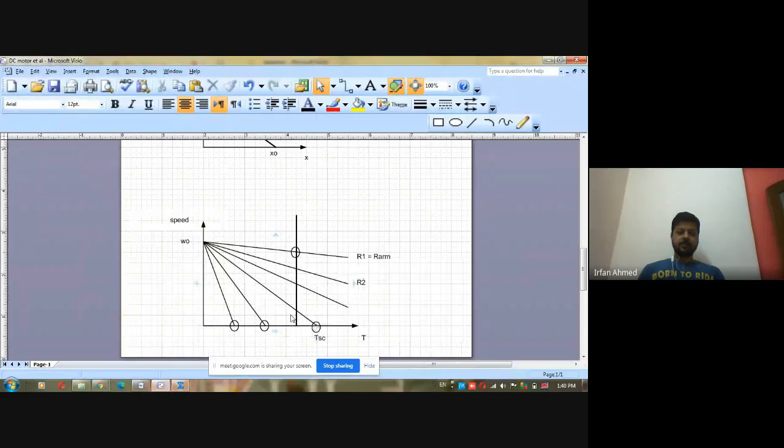And the intersection along the y-axis, we have already seen how to find omega 0. The only question is how to find out this point. Here the speed is 0. The only thing you have to find is torque. And the torque can be found by using the equation. Which equation? What can we make use of?